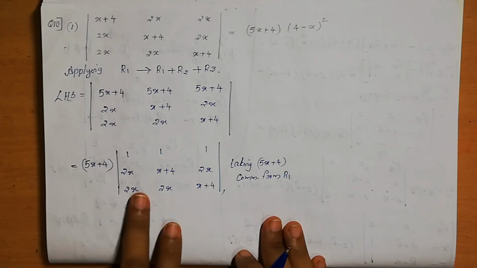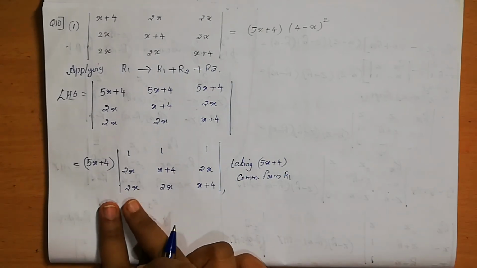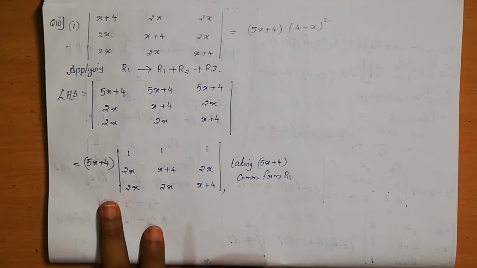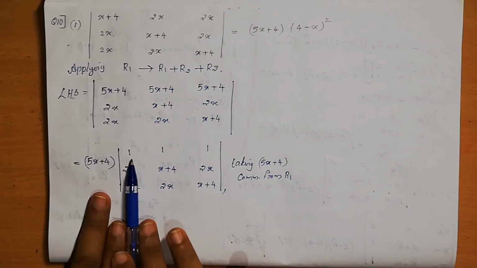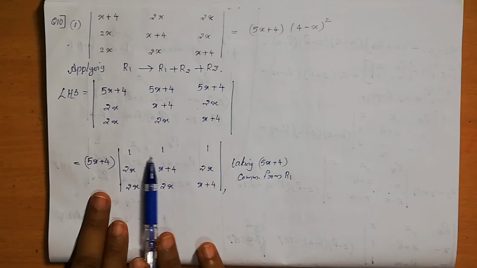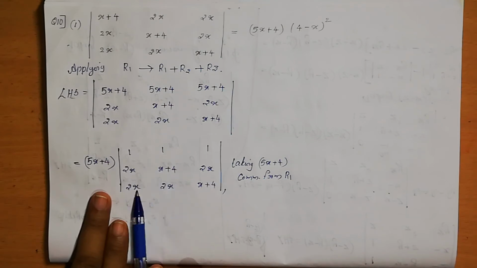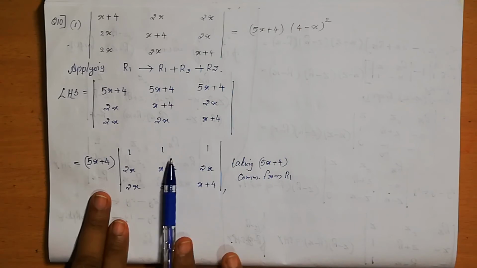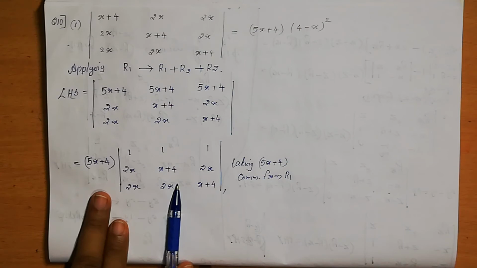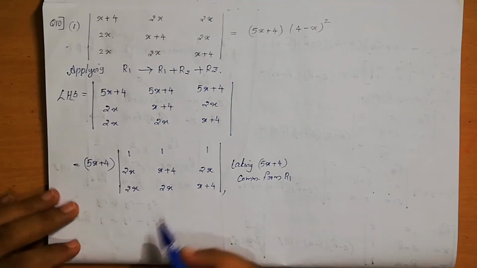Next we can apply some more changes. Suppose I am subtracting these two. C1 minus C2 means I will get 0 over here, right? C1 changing to C1 minus C2 means 1 minus 1 is 0, 2x minus 2x is 0 here I will get. Here also next 1 minus 1 is 0, x plus 4 subtracting, we get 0. Anyway we can apply.